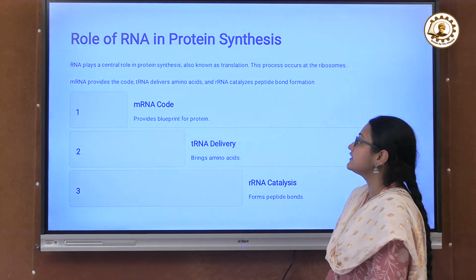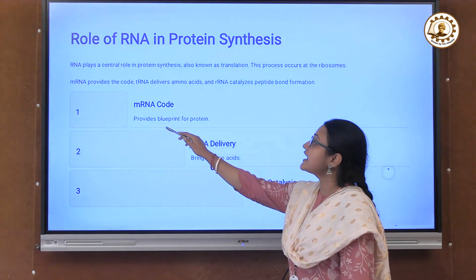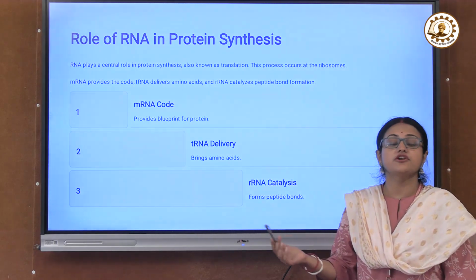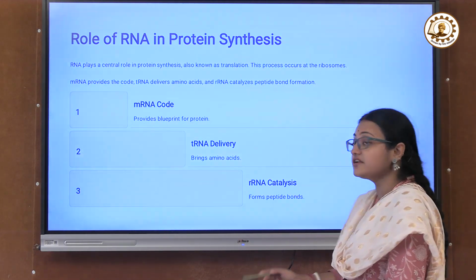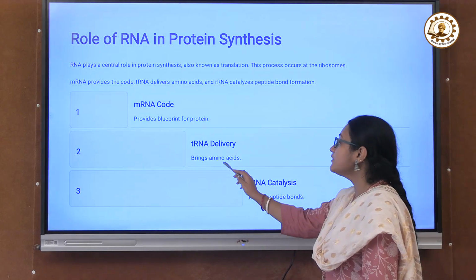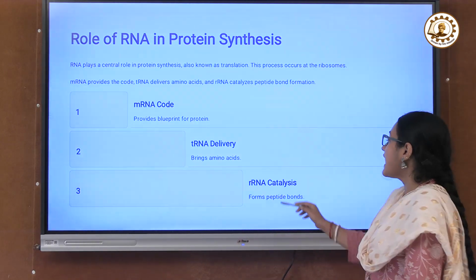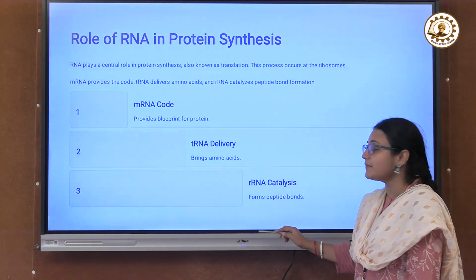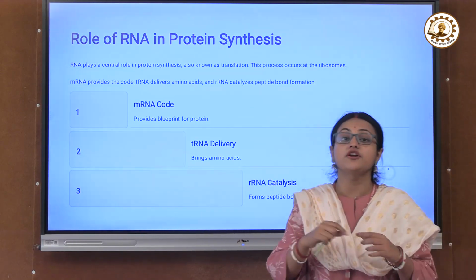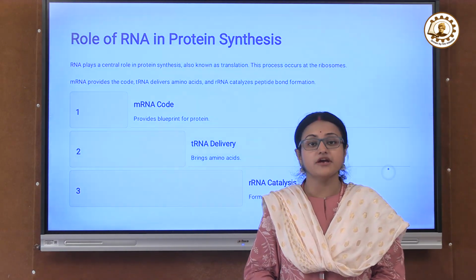So the role of RNA: mRNA provides a blueprint of protein. I already told that the mRNA will be translated into protein, and the tRNA brings the amino acids, and rRNA forms the peptide bonds. So tRNA brings the amino acids and the amino acids join together to make a polypeptide or protein.